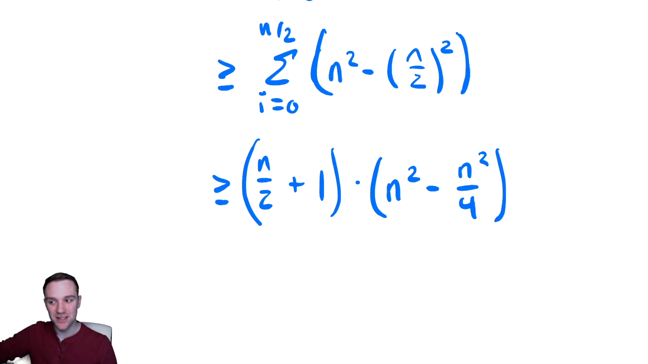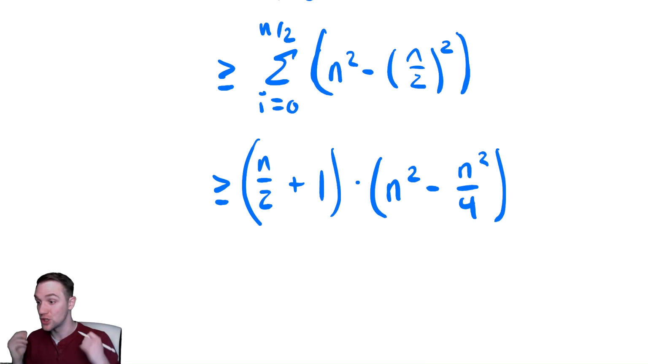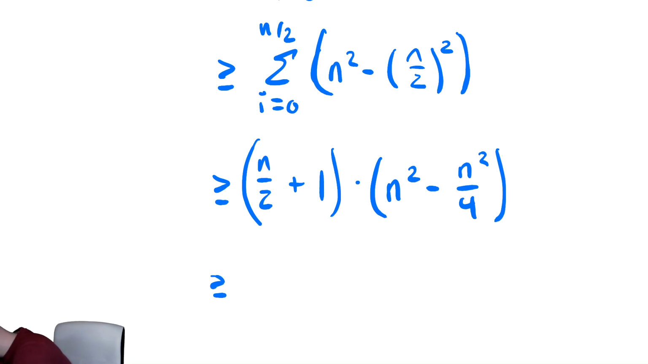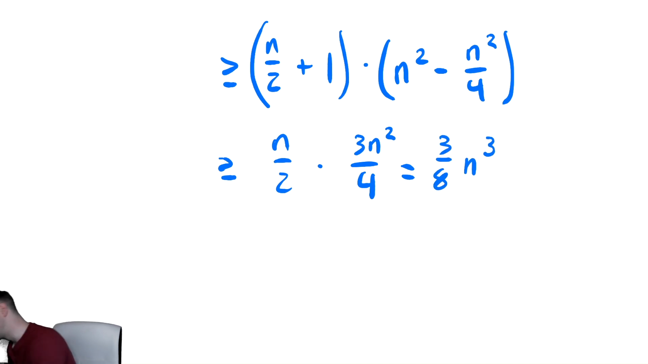And just as we have done several times in the past, that plus 1 that appears is going to be tedious to deal with, so we're going to drop it. While bounding below, you can always, always, always drop positive constants. So this is greater than or equal to n over 2 times quantity n squared minus n squared over 4, which is 3n squared over 4. So this is 3 over 8 n to the third, which is a number times n to the third.